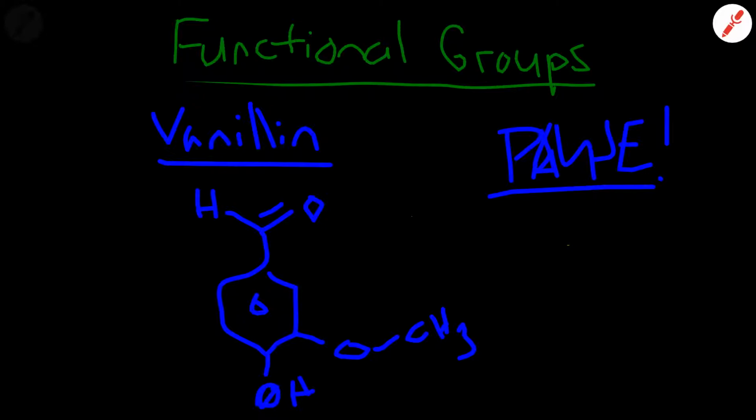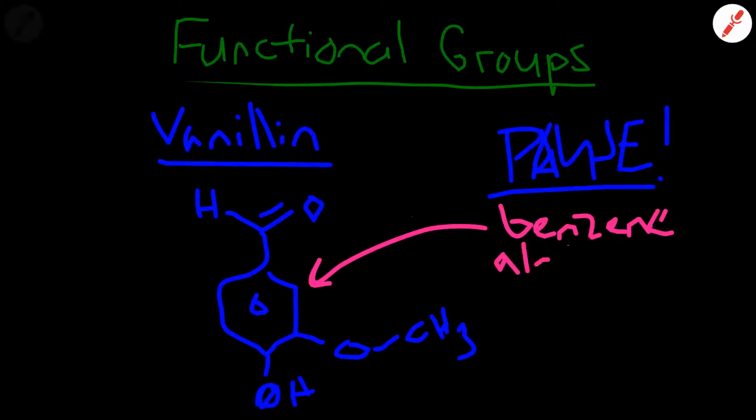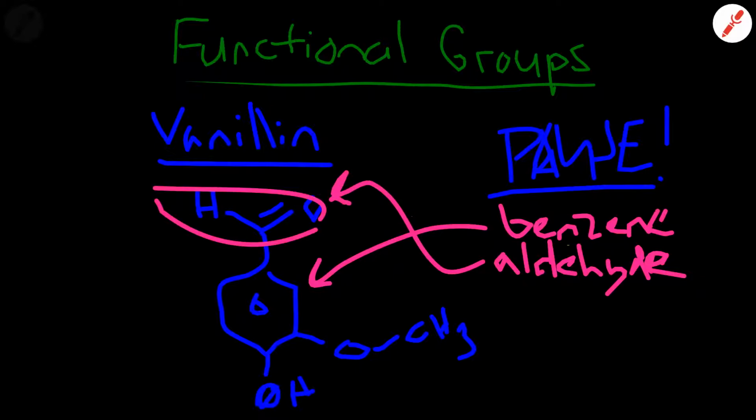Alright, so now that you've had time to analyze this and identify the functional groups, on this one we have, again, a benzene ring here. We have an aldehyde. Come on, Silas. There we go. Up here. That's this whole group, because we have our carbonyl and our hydrogen.